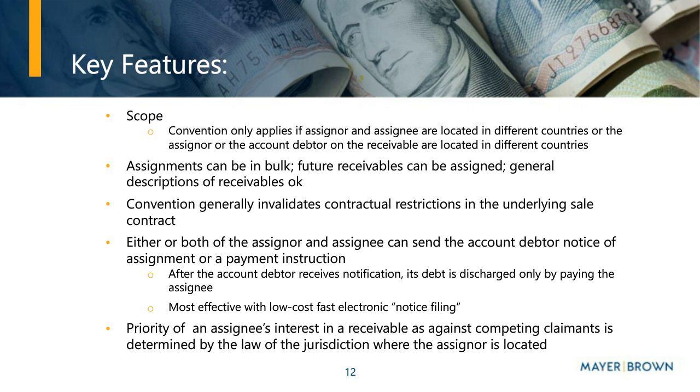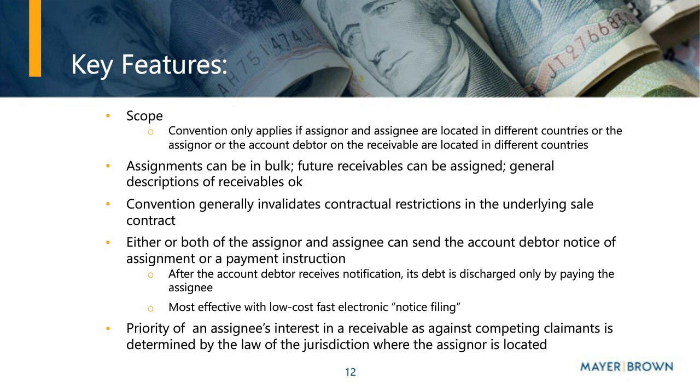Assignments can be in bulk, future receivables can be assigned, and general descriptions of receivables are okay. The convention overrides local laws that would otherwise prohibit bulk assignments of receivables, present transfer of future receivables, or undivided or partial transfers of receivables. By permitting assignments of receivables in bulk, the convention eliminates the requirement that each receivable be identified individually, as is currently mandated in many countries.